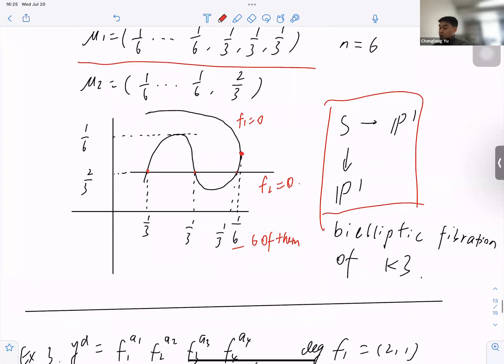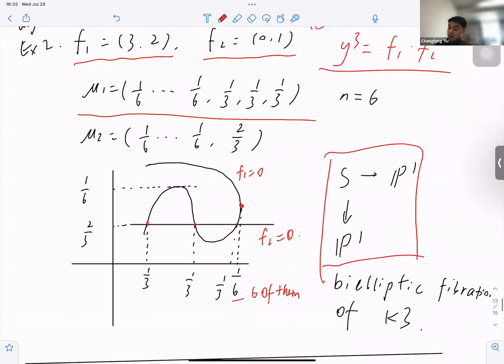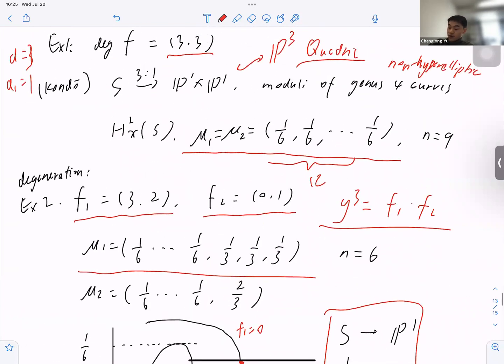And this example is also very interesting because it's a K3 surface, but it has a bi-elliptic fibration. And this first example was first studied by Kondo.